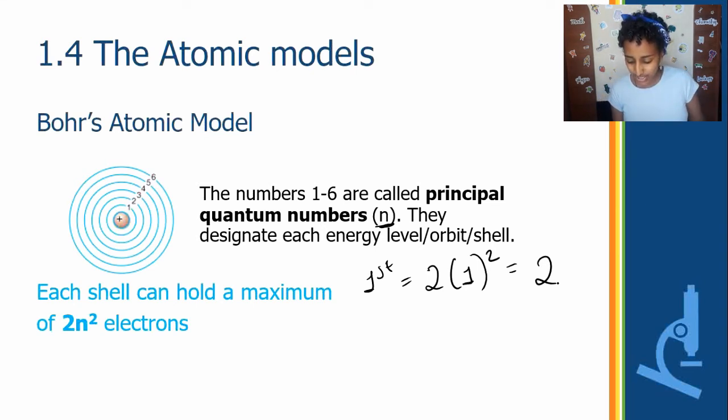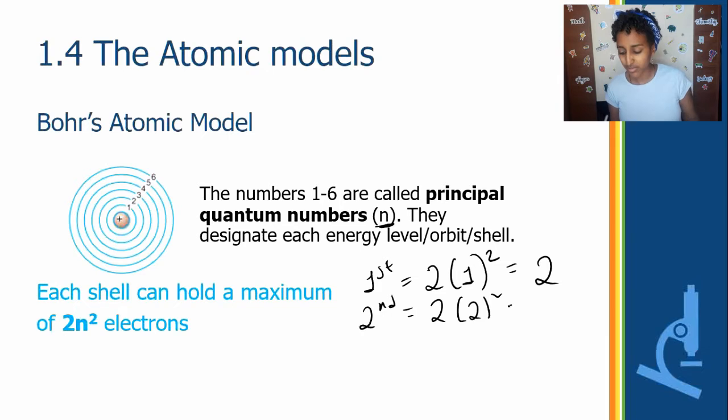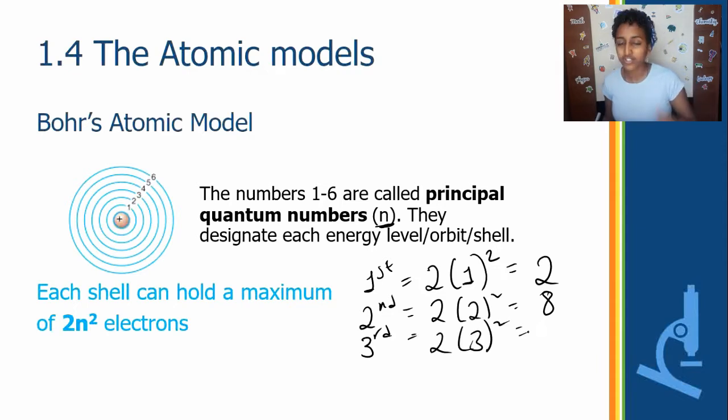The second shell could hold a maximum of 2 times 2 squared electrons. That would give you a maximum of 8 electrons. Similarly, the third shell could hold a maximum of 2 times 3 squared electrons, 18. It goes on and on like that. But you see how each shell has a maximum number of electrons. I say maximum, like I said earlier, because it might be fewer also.